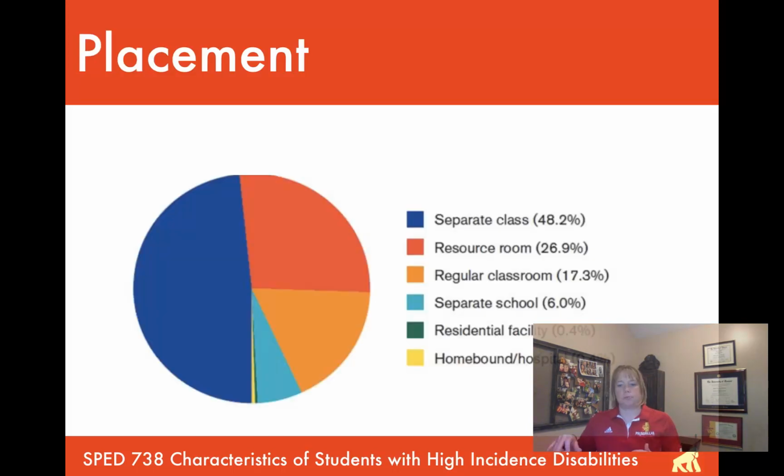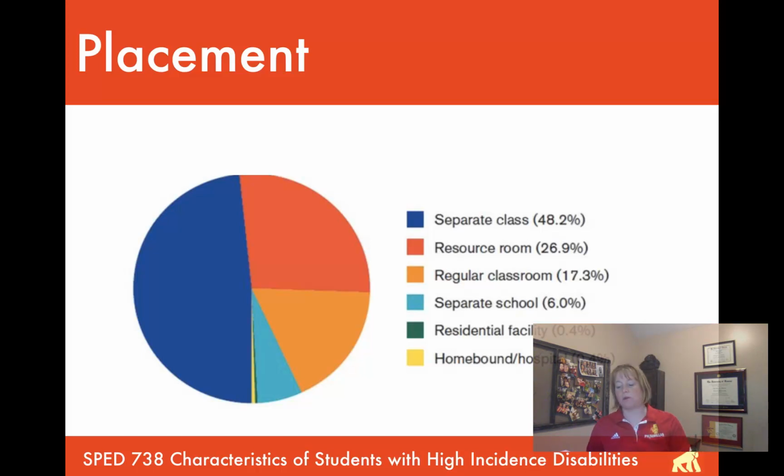When we look at placement, the text offered some information on this. I think that was really helpful just to consider where students are placed that have intellectual disabilities. You'll notice that almost half of students with an intellectual disability are placed in a separate classroom. 26% are in a resource room setting. So we're looking at 75% of these kids, at least at a minimum, if not more, are not in an inclusive setting.